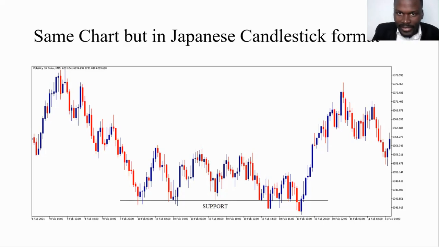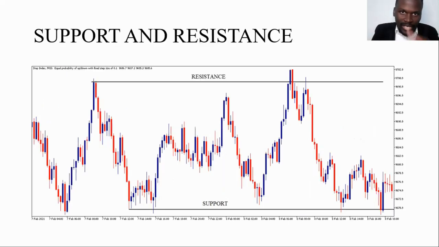Then the next thing is support and resistance. Look at how price respects these areas. So let's give an example. If you want to know how to draw a support or resistance level, let's say you see here, this was the highest point price reached here. Okay, let's give an example here.